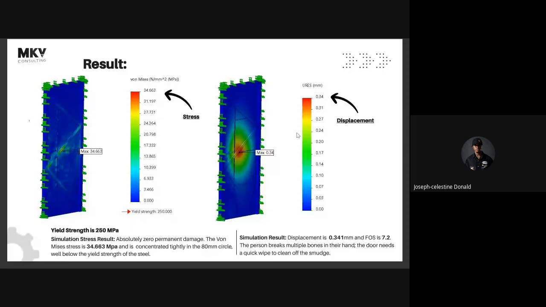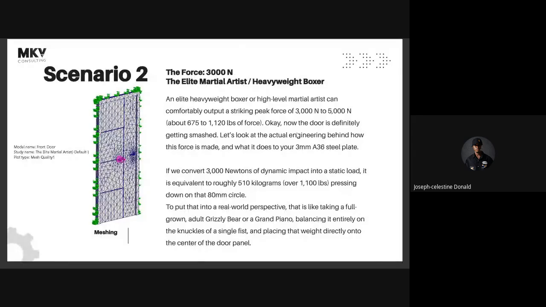When you run your result for the first door, simple enough. The stress we get was about 34.6 megapascals. So easy stuff. The displacement was very negligible, and you have a factor of safety of 7.2. So it tells you you would need 7 times that punch to actually make that impact. With that, obviously, a human arm cannot do that. Then scenario two, a martial artist. So this, we're talking about somebody that's trained.